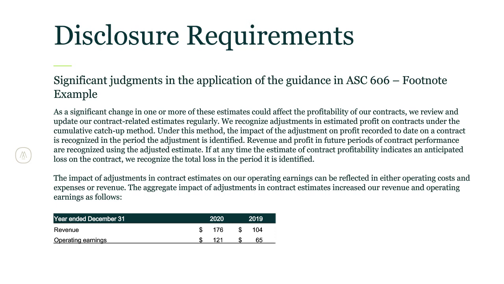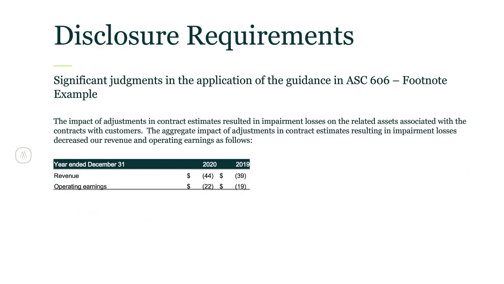And then again, just another example, if you have a change in some of the variables of your performance obligations and how that may change something that maybe you previously recognized. That needs to be a little bit more transparently disclosed under the new model versus the old model.